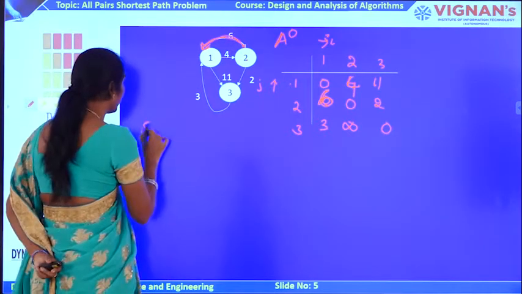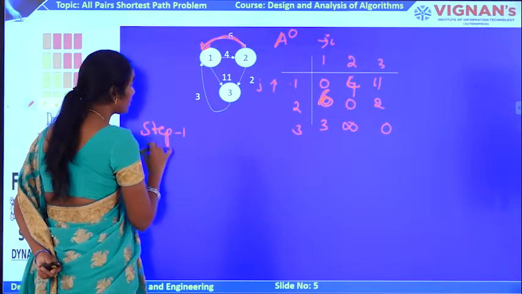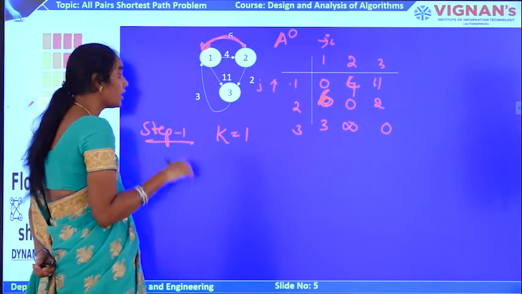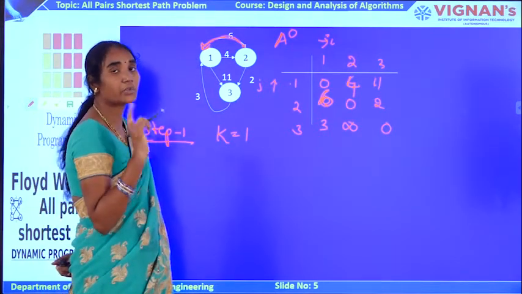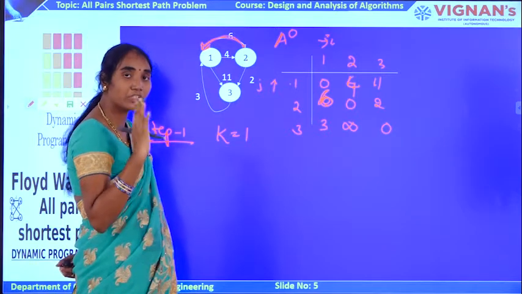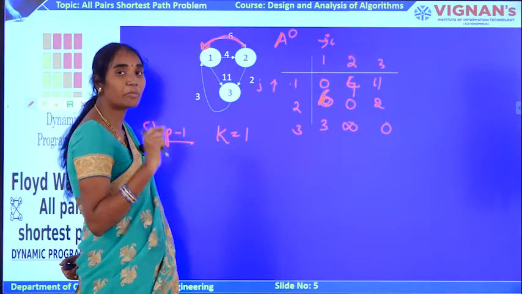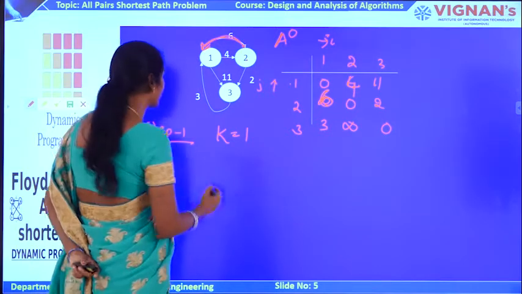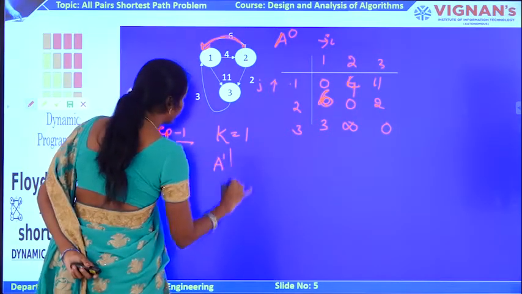Now in step 1, what we have to do is take k equal to 1. That is, we consider the intermediate vertex as vertex 1, and we need to find the shortest distance again, that is A^1.